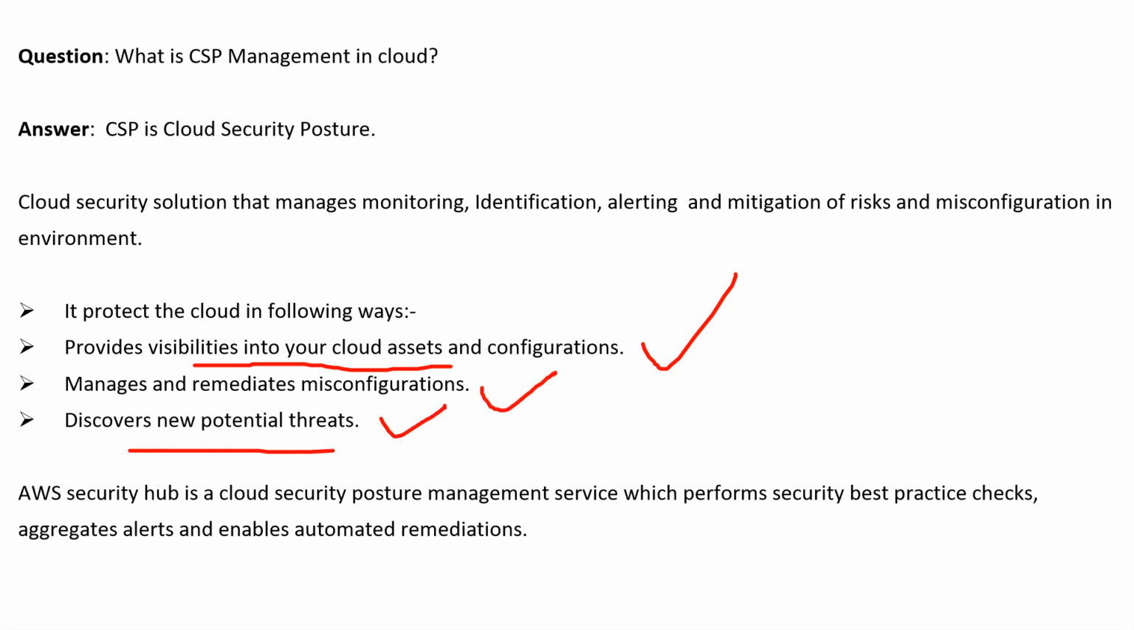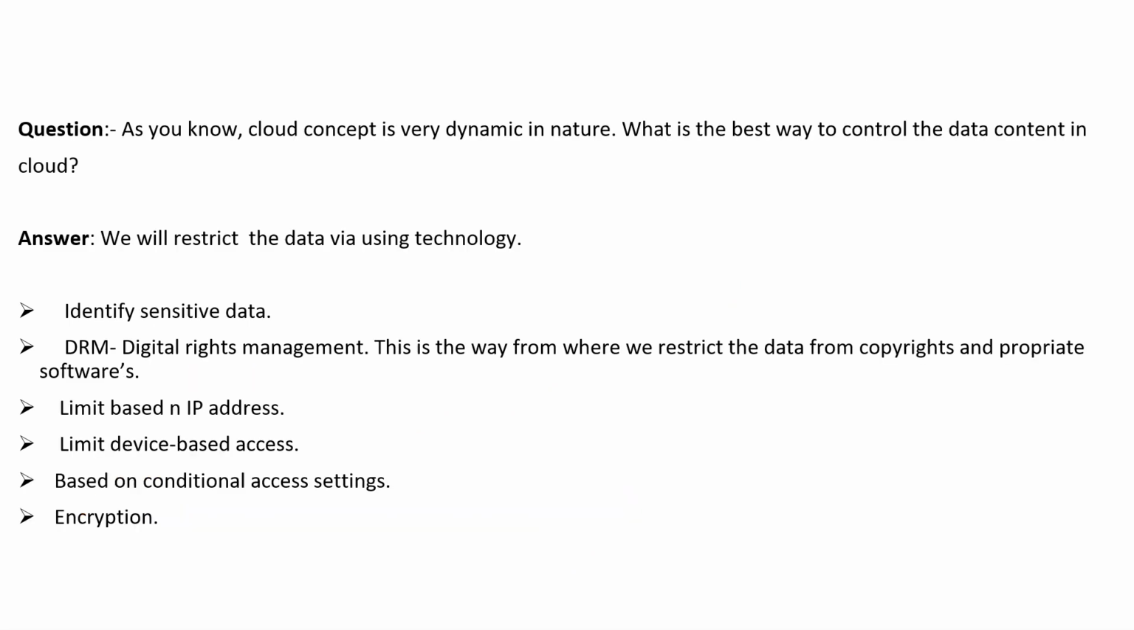This is very important. If we talk about AWS, then Security Hub is a cloud CSPM service which performs security best practice checks, aggregates findings, and enables automated remediation. So guys, Security Hub is responsible for managing AWS findings, aggregating them, and enabling remediations which are settled automatically. Next question is on the next slide.